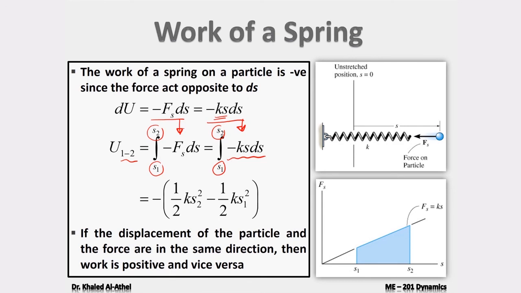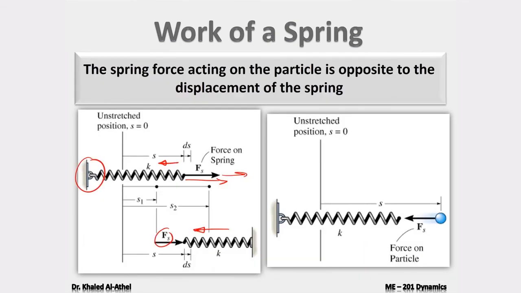So if the displacement of the particle and the force are in the same direction, then the work is positive and vice versa. This is what we said before. Now, where does the confusion come from? The confusion comes from the definition of S1 and the definition of S2. S1 or S2 is the amount of stretch or the amount of compression that you have in your spring. So let's say I moved from this point to this point. This point is called S1, this point is called S2.